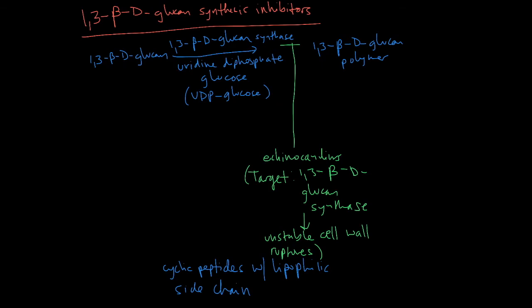So echinocandins work by targeting 1,3-beta-D-glucan synthase. And if you target 1,3-beta-D-glucan synthase, then you can't completely extend 1,3-beta-D-glucan into the 1,3-beta-D-glucan polymer. So you can't completely form the 1,3-beta-D-glucan layer of the cell wall. If you do that, then you form an unstable cell wall, and the cell wall ruptures.